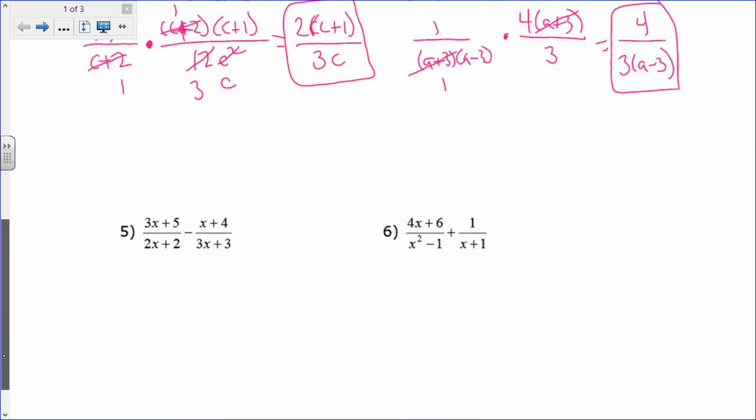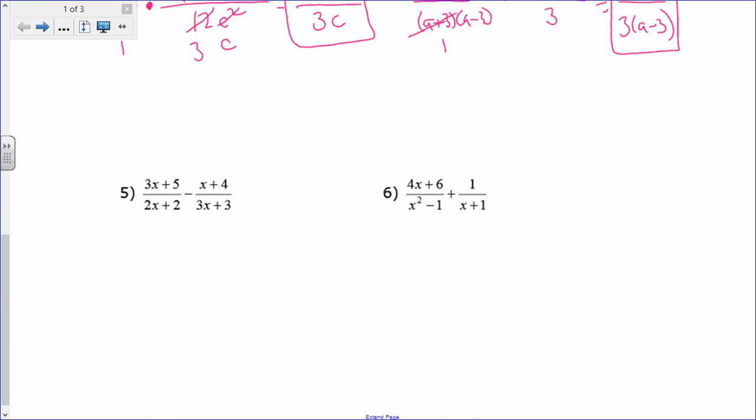Okay, moving on. Number 5, I am adding and subtracting, so I have to find an LCD to make a common denominator. Well, before I can do that, I have to factor my denominators. That's 2 and x plus 1, and this one's 3 and x plus 1. They both have an x plus 1 in common, and the LCD between 2 and 3 is 6. So 6 times x plus 1. This first fraction here is missing a 3, so I multiply the numerator by 3. This fraction here is missing the 2, so I have to multiply the numerator by the 2.